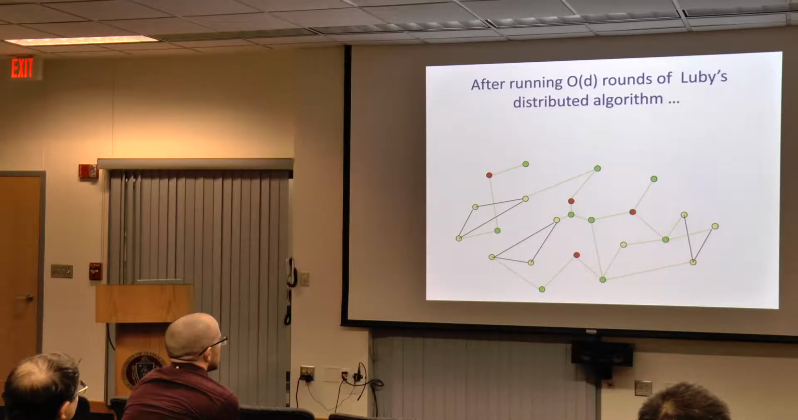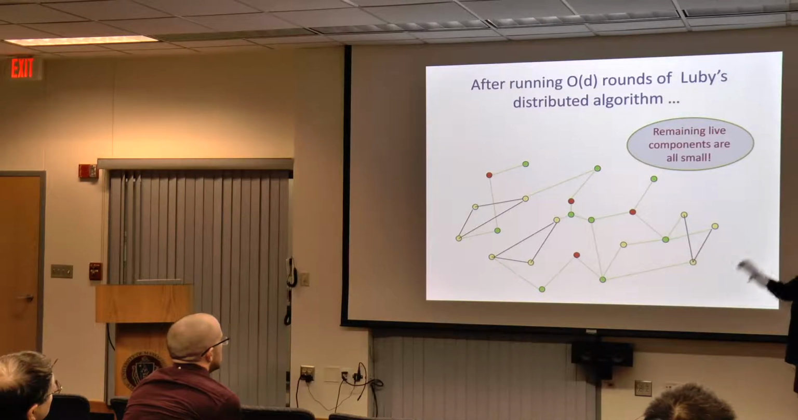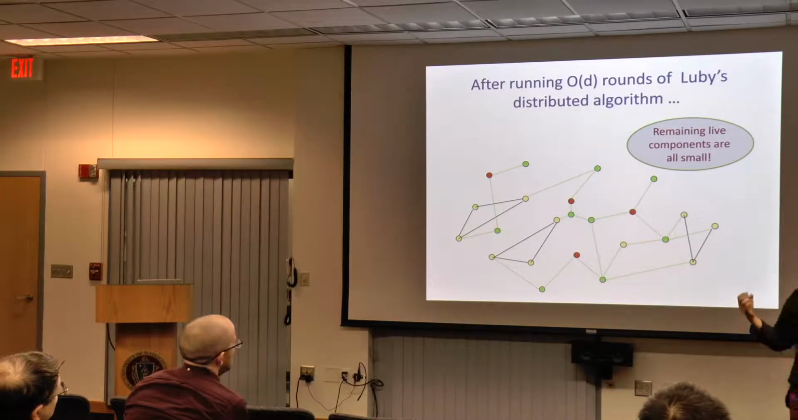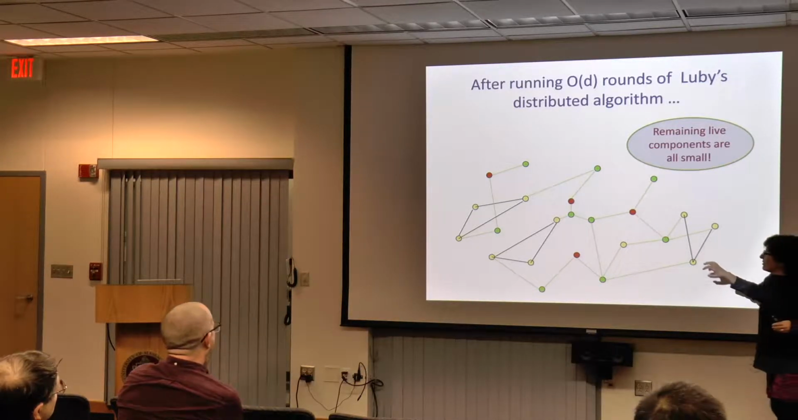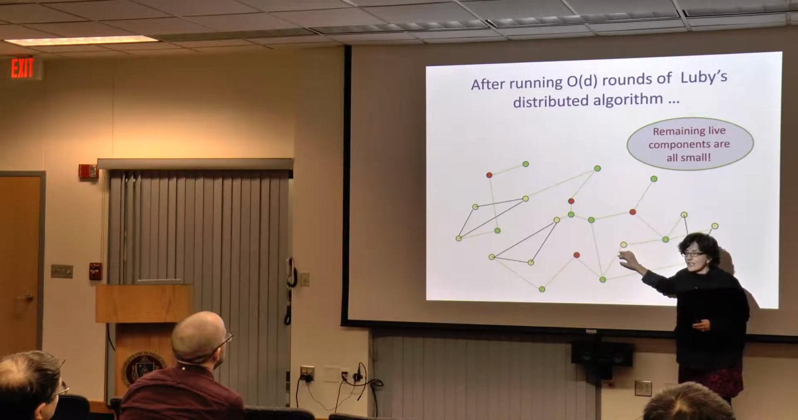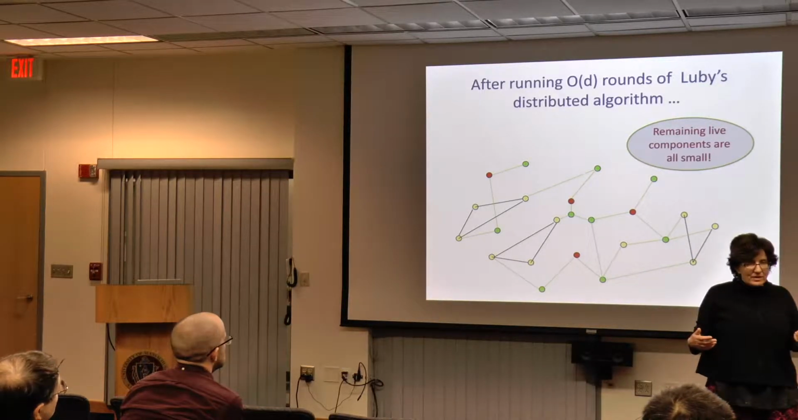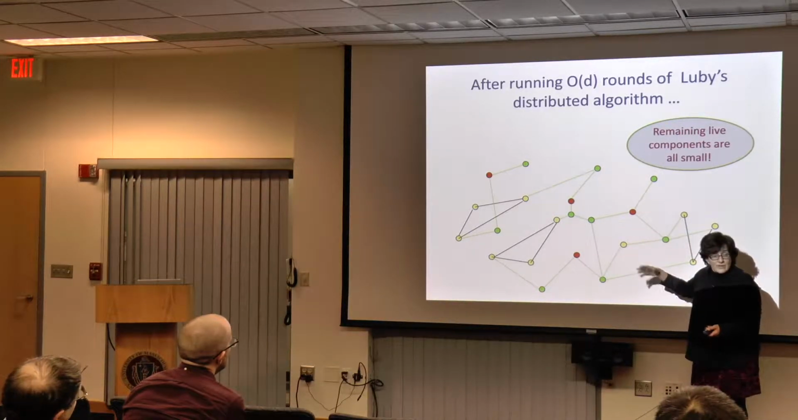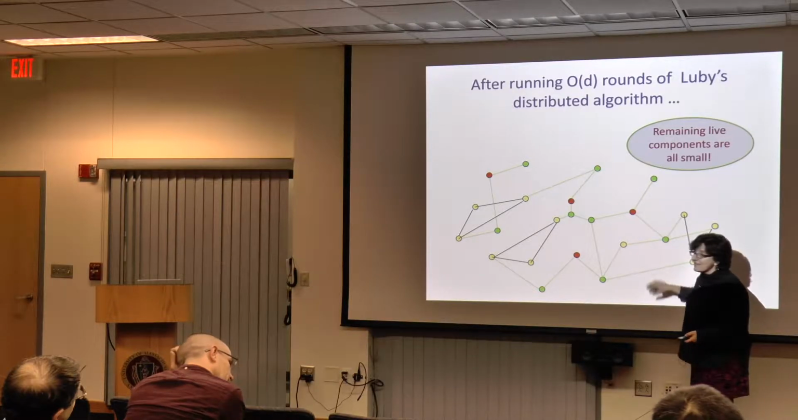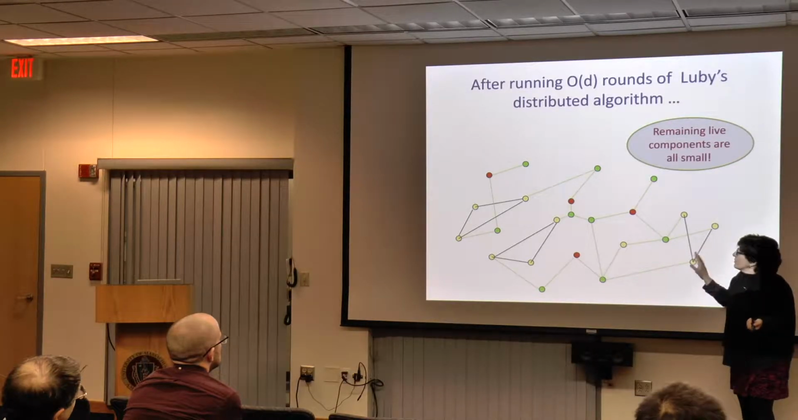So I may have made some progress, but I need some way of saying that I made more progress. What you can show is that if you run order d rounds of Luby's algorithm, then you shatter the graph into small connected components. It's very unlikely that a large connected component would survive, and by large, I mean larger than some polylogarithmic size. After order d rounds, something will remain because you're only getting rid of a constant fraction, but what remains is likely to be a very small fraction. It's polylog size. So what's good about that?